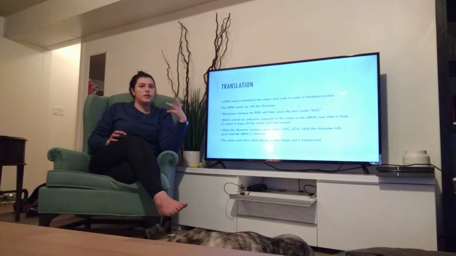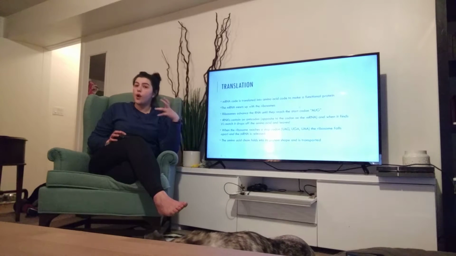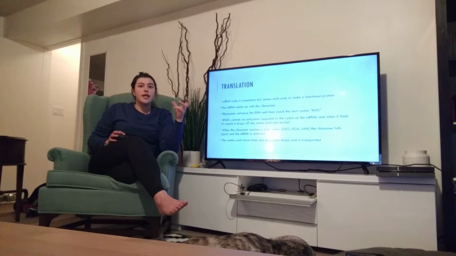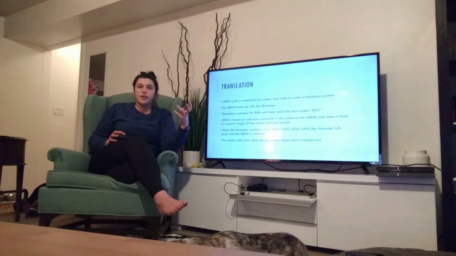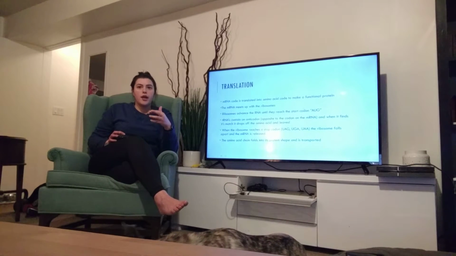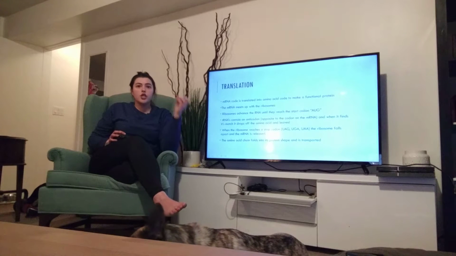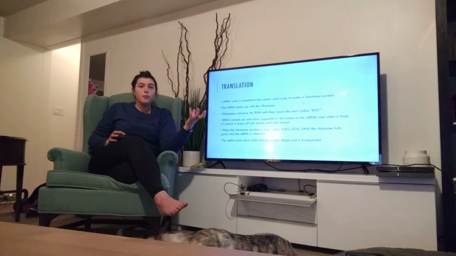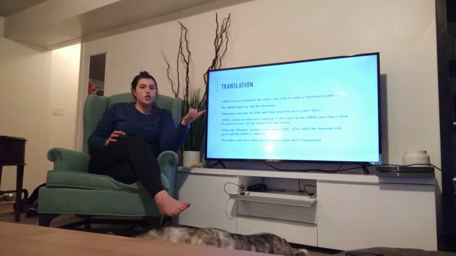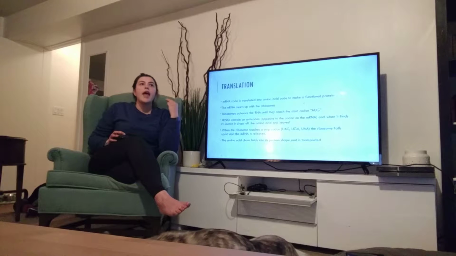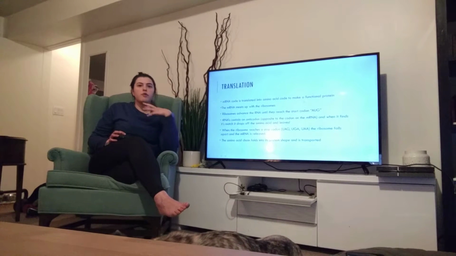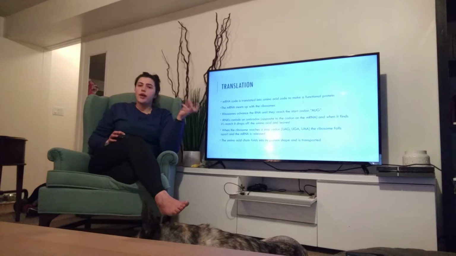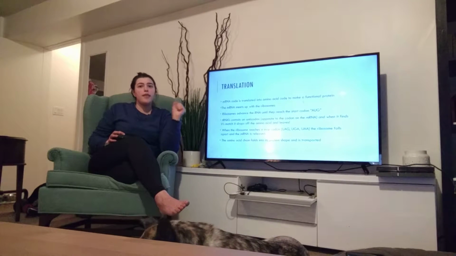And I have a slide here explaining the different codons. Start codon is always AUG. Then we've got the tRNA, and this contains the anticodon, which would be the opposite to the codon on the mRNA. And when it finds its match, it drops off an amino acid and leaves. When the ribosome reaches a stop codon, there's 3 different ones. We've got UAG, UGA, and UAA. The ribosome falls apart, and then the mRNA is released and it goes back. The amino acid folds into its protein shape, and then it's transported.